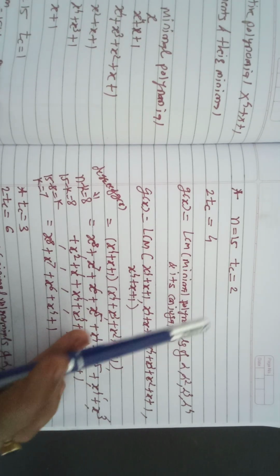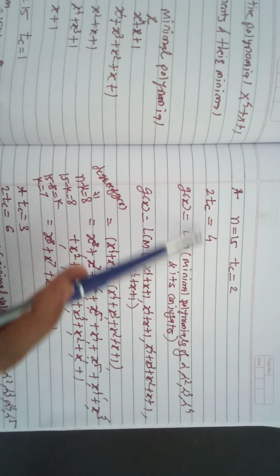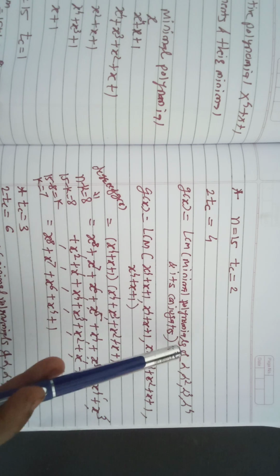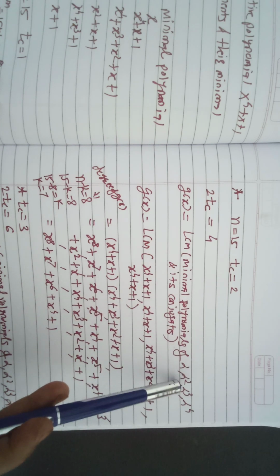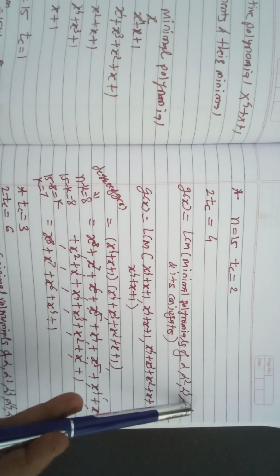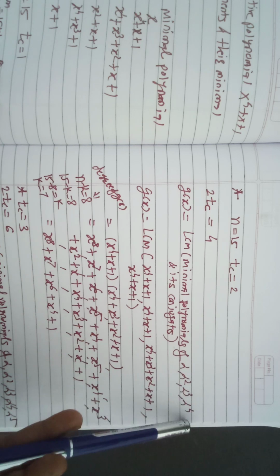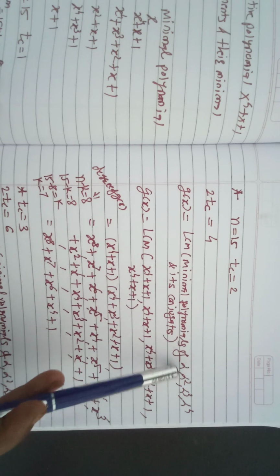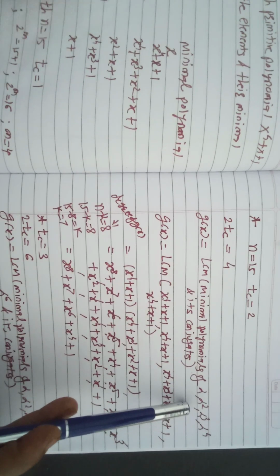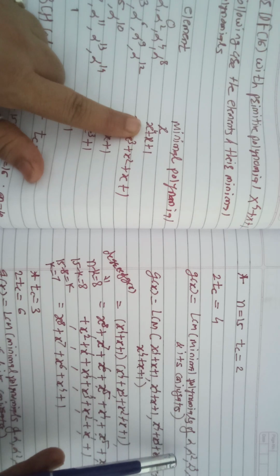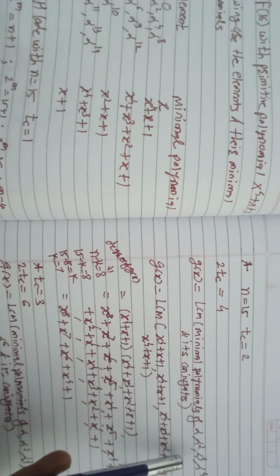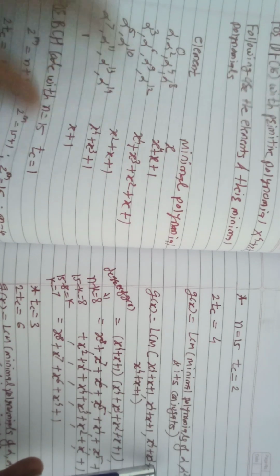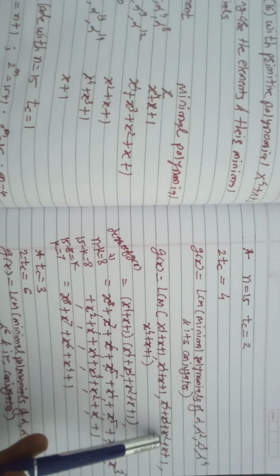Now take another case: error correcting capacity TC equal to 2, n equal to 15. So 2TC is equal to 4. Gx is equal to the LCM of minimal polynomials of alpha, alpha square, alpha cube, alpha raised to 4. You have to go up to alpha raised to 2TC from alpha. So alpha square, 3, 4 and its conjugates. Alpha's minimal polynomial is x raised to 4 plus x plus 1. Alpha square's is also x raised to 4 plus x plus 1. Alpha cube's is x raised to 4 plus x cube plus x square plus x plus 1.